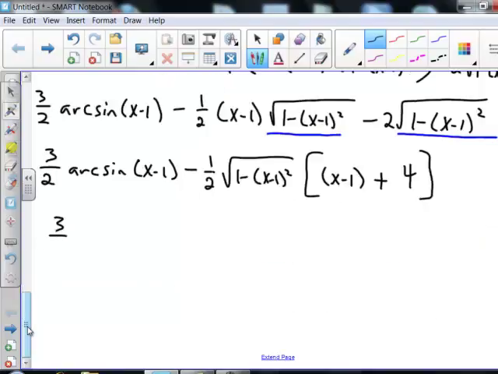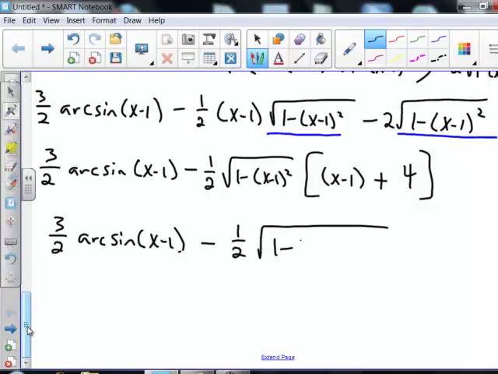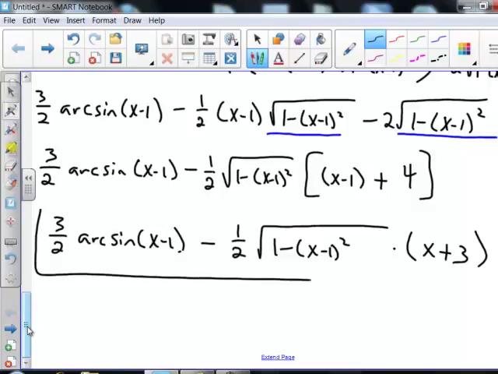We're home free. So this is 3 halves arcsine of x minus 1 minus, and then I have 1 half times the square root of 1 minus x minus 1 squared times, and what you have is you have x minus 1 plus 4, which will give you x plus 3 for your final answer. And that's as nice and neat as you can make it for your final answer there.